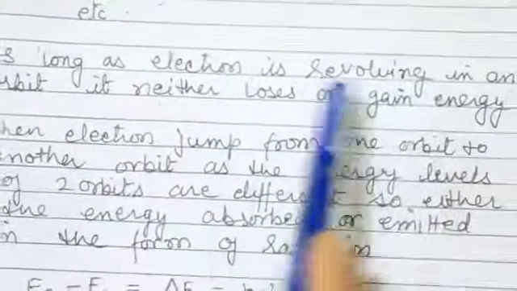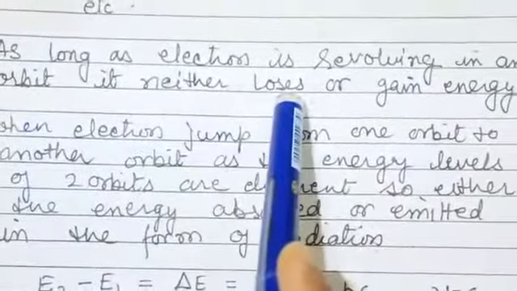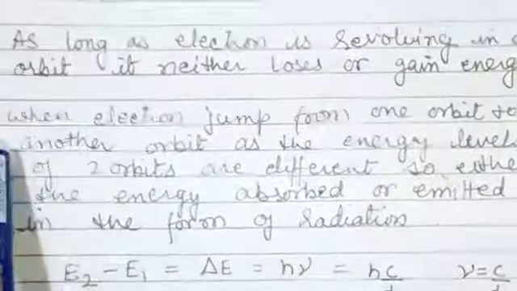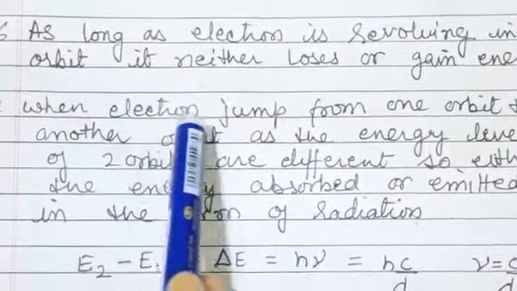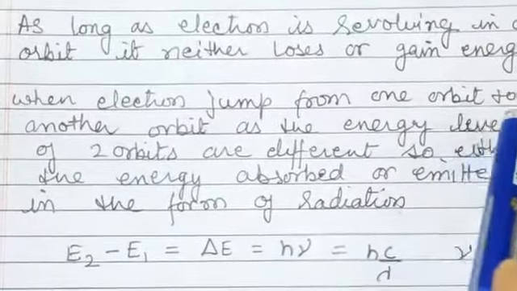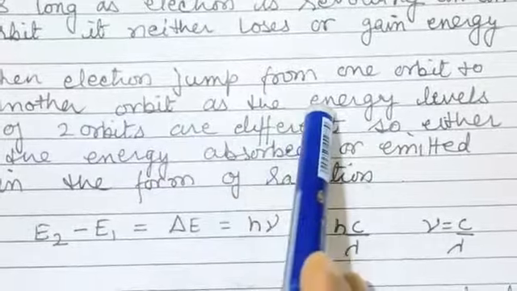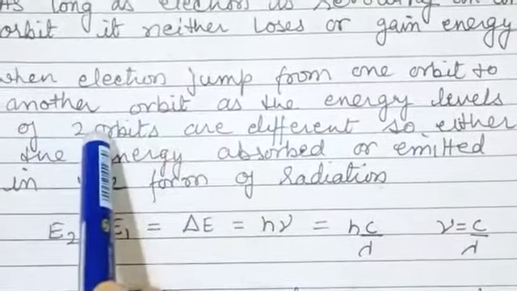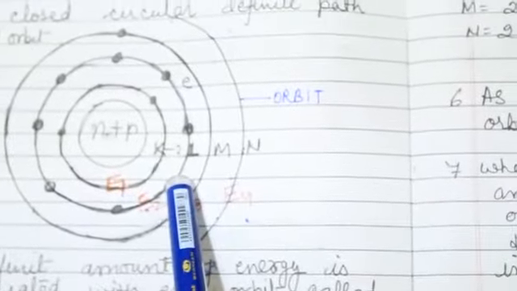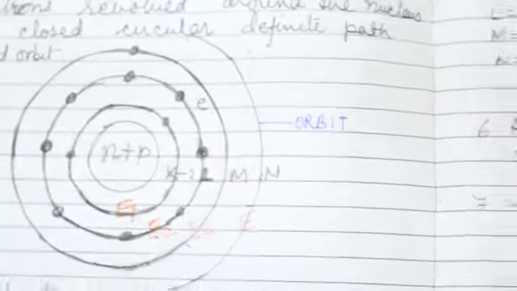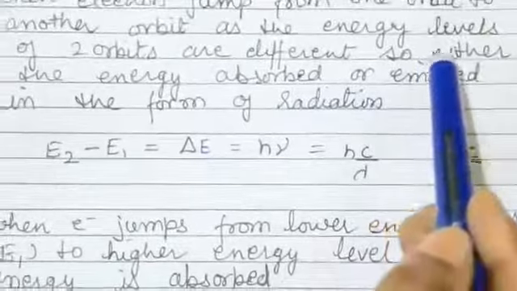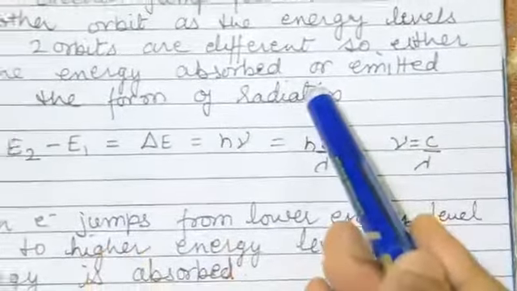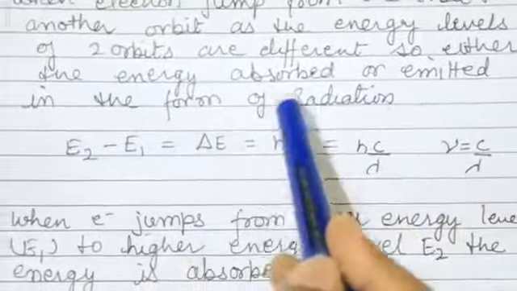So as long as an electron is revolving in an orbit, it neither loses nor gains energy. It stays as it is. So the next point: when an electron jumps from one orbit to another orbit, as the energy levels of the two orbits are different, either energy is absorbed or emitted in the form of radiation.